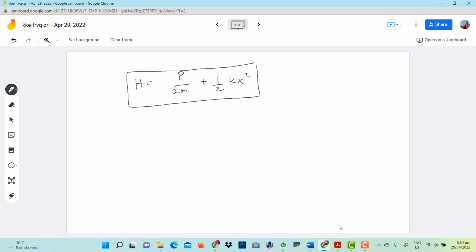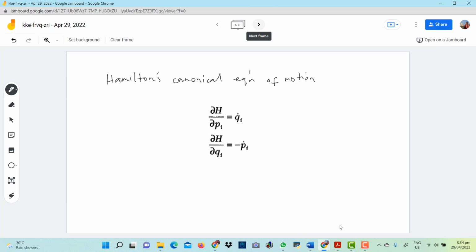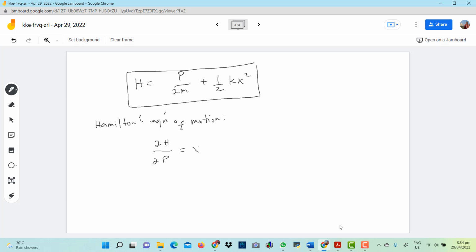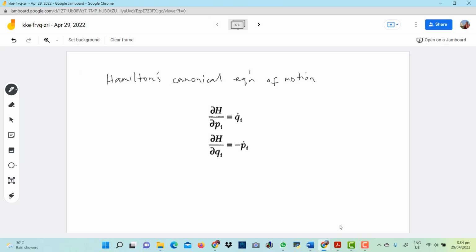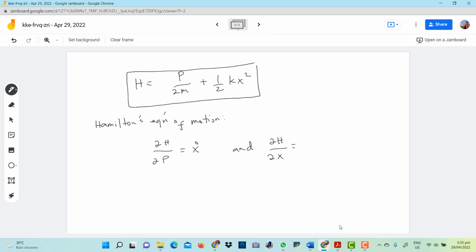Now we will use Hamilton's equations of motion. The partial of H with respect to p, in this case the momentum p, is equal to x dot, that is, q_i dot is x dot. And the partial of H with respect to x is equal to minus p dot.